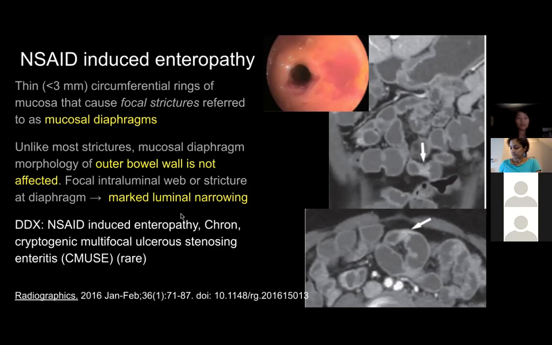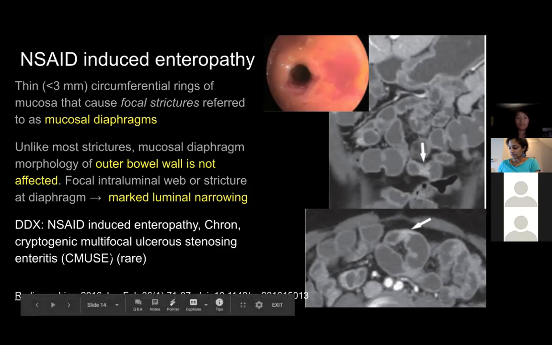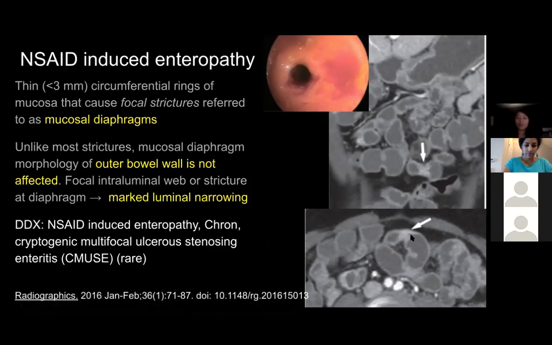So that's why they call these diaphragms. Within the differential diagnosis, we include NSAID enteropathy, Crohn's, and this other condition that I just learned about, cryptogenic multifocal ulcerous stenosing enteritis, which I learned about from this RadioGraphics paper that Kugi and Amy Hara co-authored. This is an example that they showed in the paper. You have these short segment focal strictures with mural enhancement, and they look very similar to Crohn's, but patients often don't have a history of Crohn's.